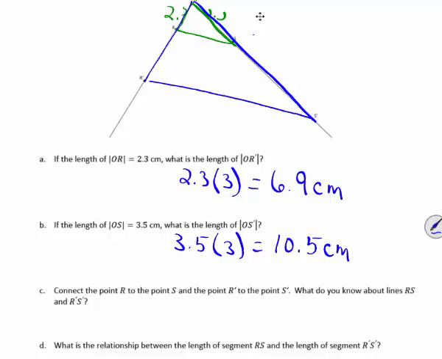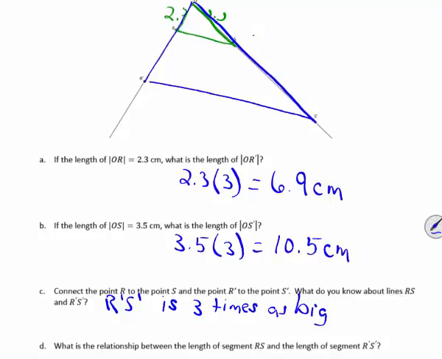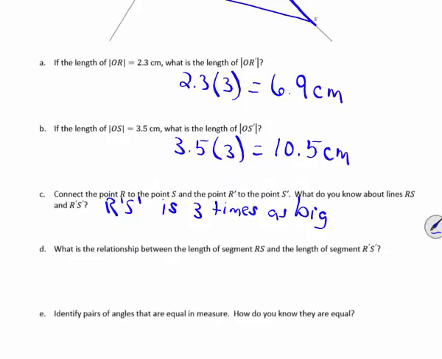Well, we know a couple of things. We know that R prime S prime is 3 times as big. We also know that by doing that, we have now created parallel lines. So RS is parallel to R prime S prime. So what is the relationship between the lengths? We already said that. 3 times as big.